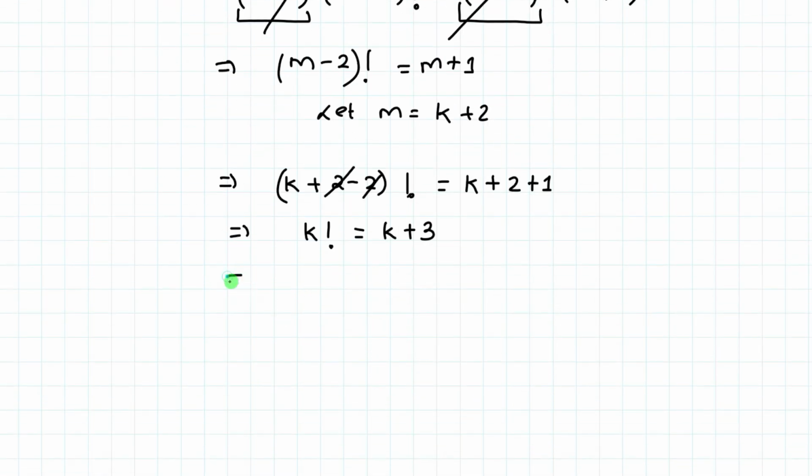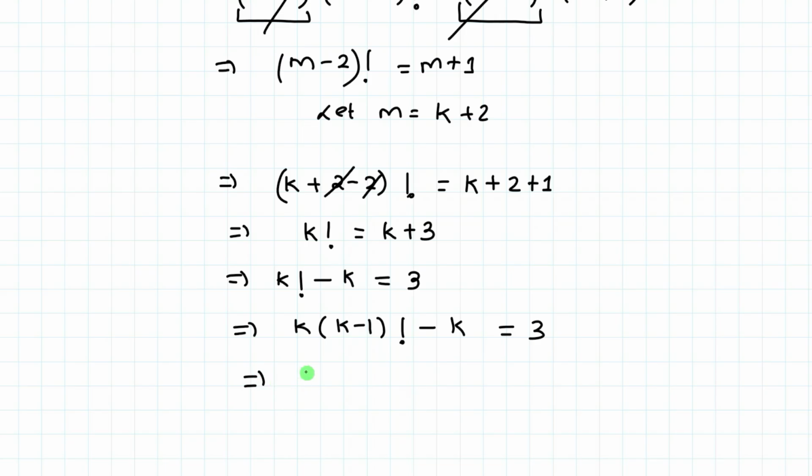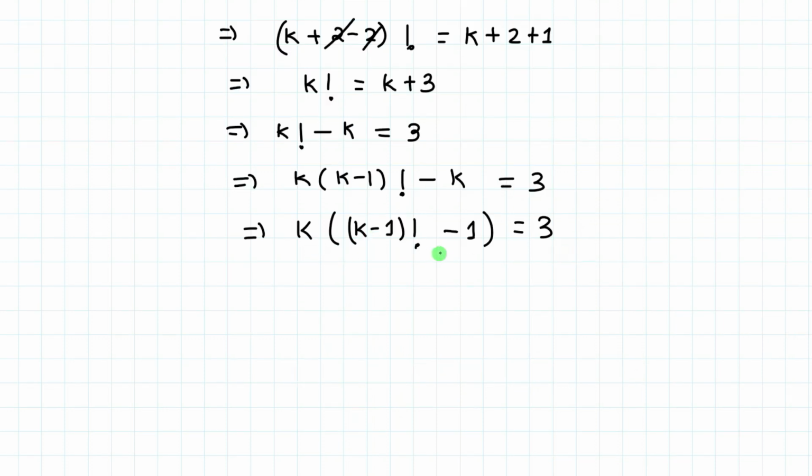Now I'll take this k to the left hand side, so this becomes k factorial minus k equals 3. This implies k multiplied by k minus 1 factorial minus k equals 3. Now if I take k common, we have k multiplied by k minus 1 factorial minus 1 equals 3. As you can see, this expression is equal to the value 3, so the value of k can be one of two numbers. It is either 1 or 3.